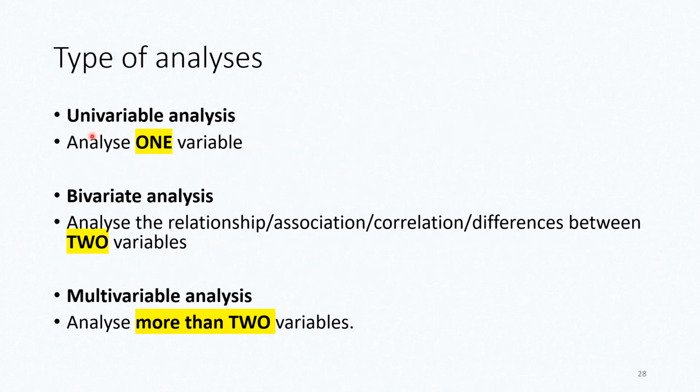Types of analysis can be divided into three: univariable analysis, bivariate analysis, multivariable analysis. Univariable analysis means analyzing one variable. Bivariate analysis means analyzing the relationship between two variables. Multivariable analysis means analyzing more than two variables.